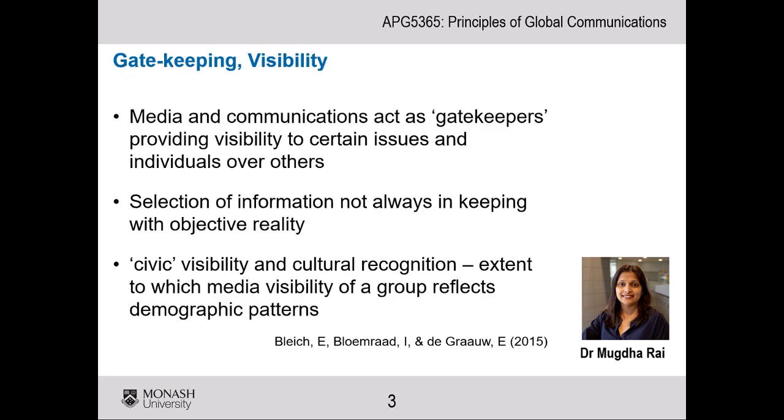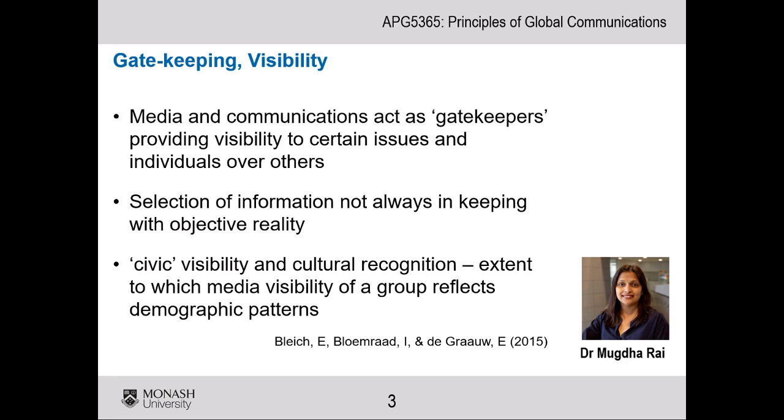According to communication scholars, the tool of gatekeeping and visibility has a considerable impact in terms of shaping the representations we get. For these scholars, they argue that media and communications ultimately act as gatekeepers, providing visibility to certain issues and individuals over others. Because, of course, on any given day, there are millions and millions of events and issues, a plethora of them playing out all over the world. But ultimately, there is only a small handful of these that will make it in to the various media platforms that we will engage with.